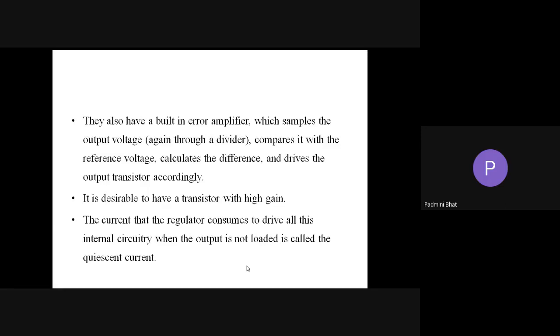The current that the regulator consumes to drive all this internal circuitry, when the output is not loaded, is called the quiescent current, and this quiescent current is either in microamps or in nanoamps. Now the design has come to the minimum current required, which is in nanoamps.